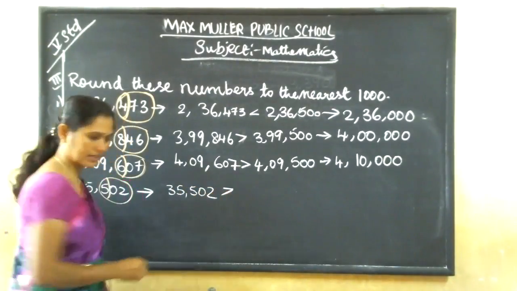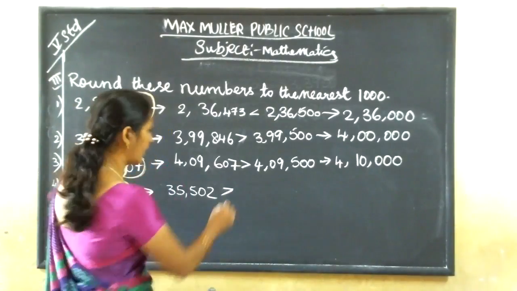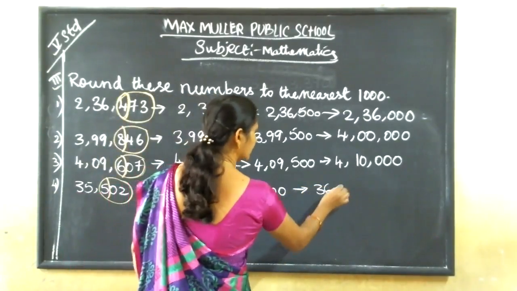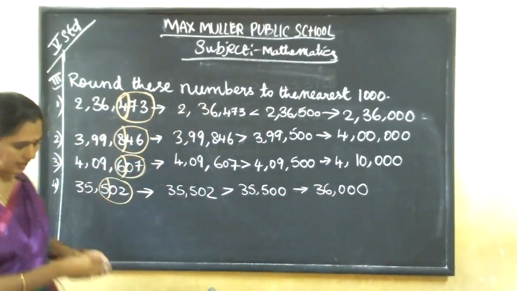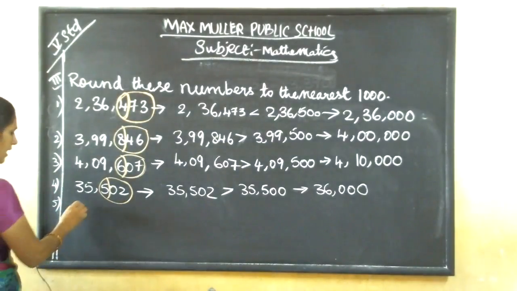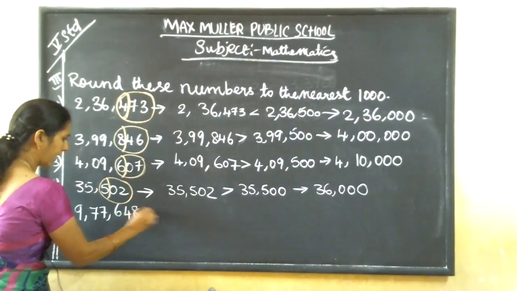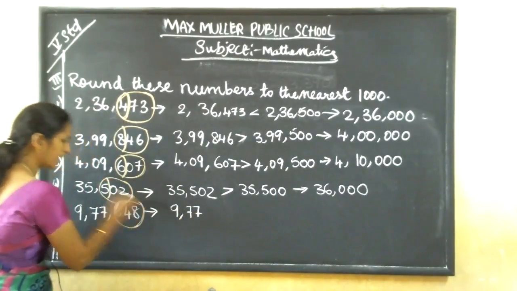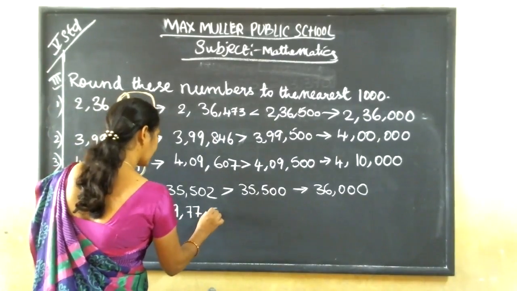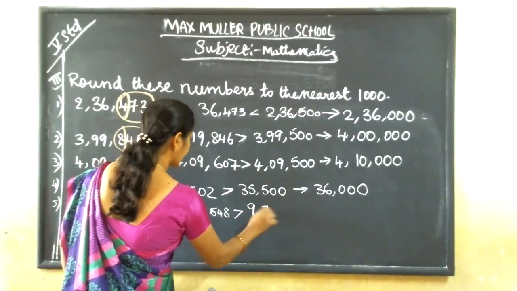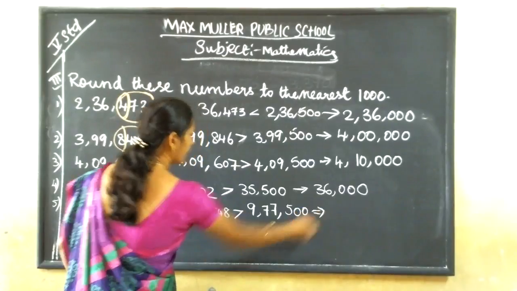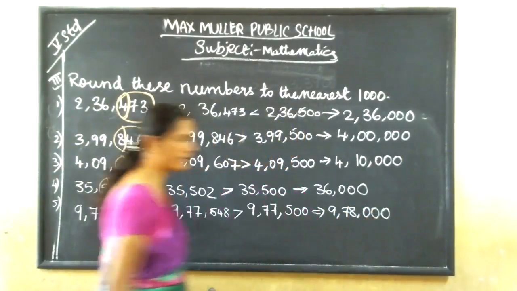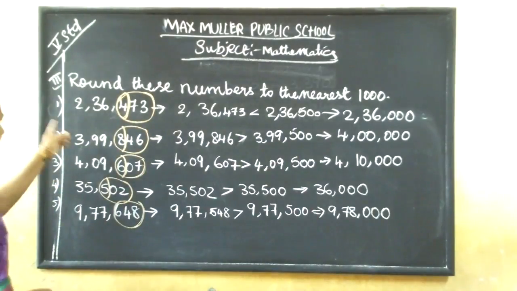35,502. So 35,502 is greater than 35,500. So the answer is 36,000. Next, last one: 9,77,648. So 9,77,648 also is greater than 500. 9,77,648 is greater than 9,77,500. So we have to add 1 to the thousands place. 9,78,000. Got it? Every sum I have solved here.